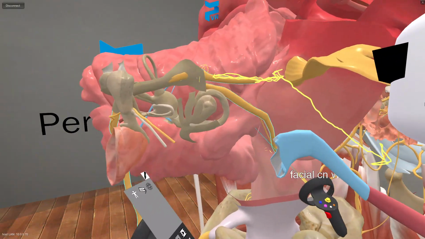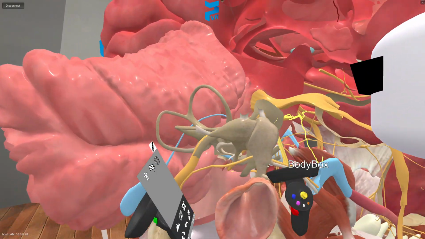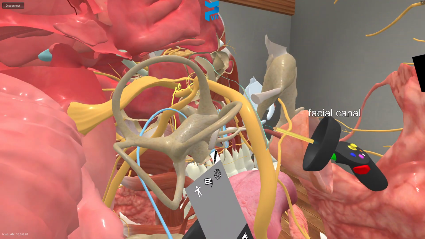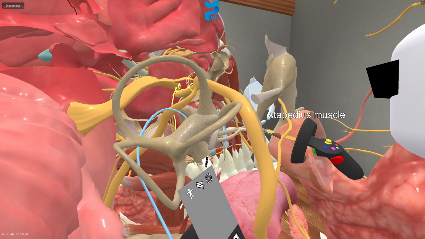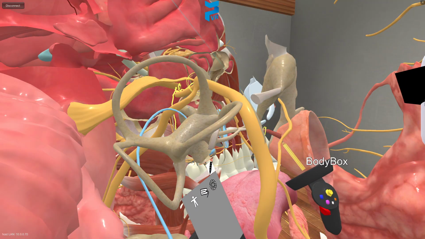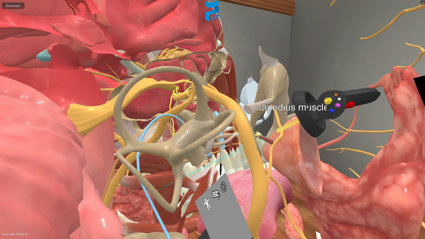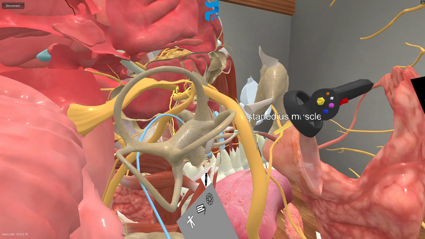We can also observe a branch called the nerve to stapedius branching within this facial canal and entering the tympanic cavity to help dampen vibration of the ossicles by innervating the stapedius muscle with general motor components.